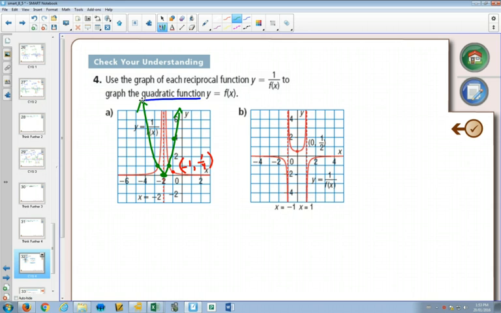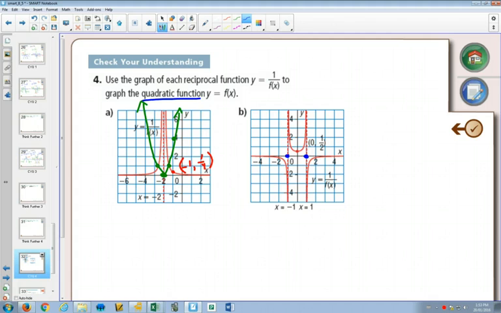Same thing in this second one. What do we know for sure? Okay, we have 2 vertical asymptotes. What does that mean about our parabola? We have 2 x-intercepts, 1 here, 1 there. This one's nice because it has a point labeled.